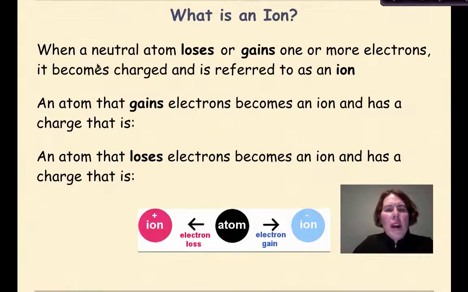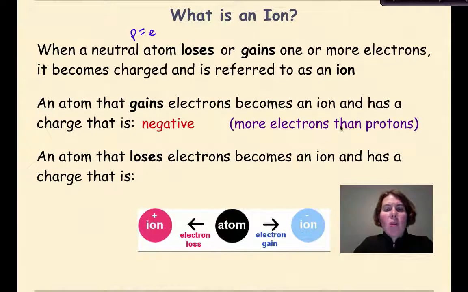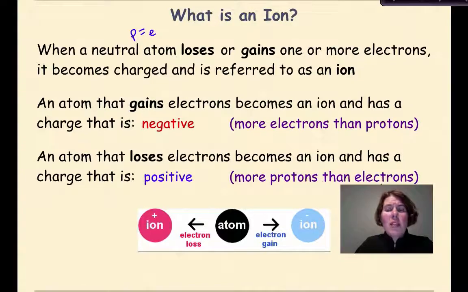Well, when a neutral atom, in other words, protons equal electrons, loses or gains one or more electrons, it's going to become charged, and then it's referred to as an ion. An atom that gains electrons will become an ion and will have an overall charge that is negative. In other words, more electrons than protons. If the atom loses electrons to become an ion, it's going to have a charge that is positive, and therefore will have more protons than electrons.